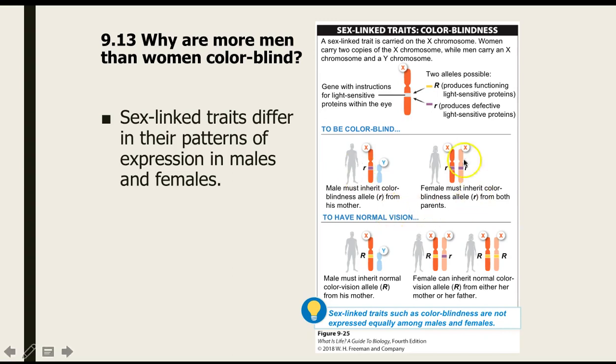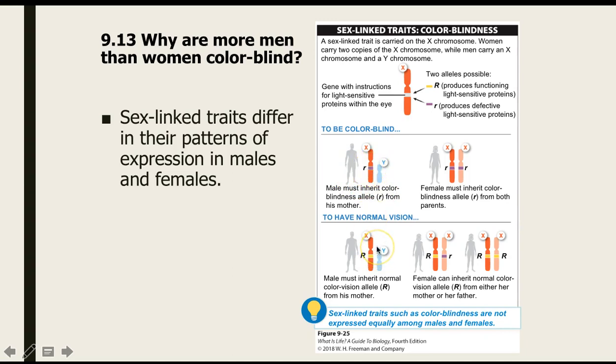And depending on whether you're male or female, that looks a little different. If you're male and you get the X chromosome from your mom, you get the Y chromosome from your dad. If you're male, you only have to get one allele from your mom that's colorblind. If you're female, you have to inherit both of those alleles from both parents. And so being a colorblind female is not impossible, but it's definitely more rare than being a colorblind male, because you only have to get one version of that.